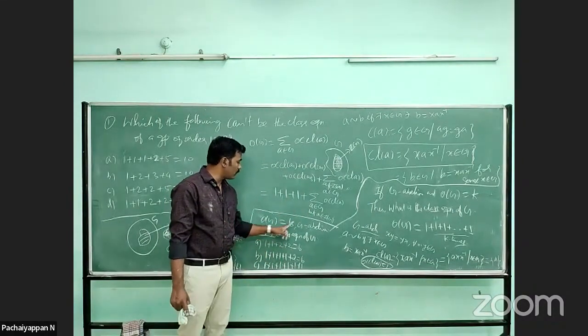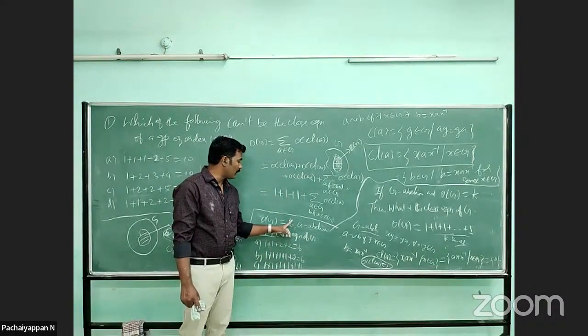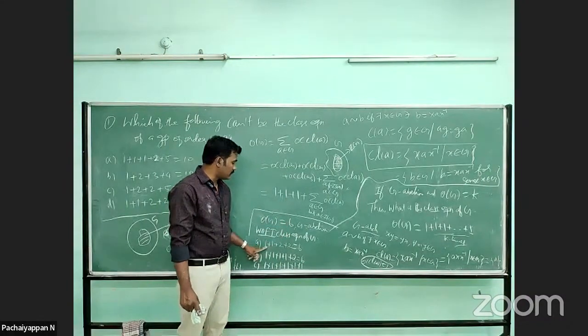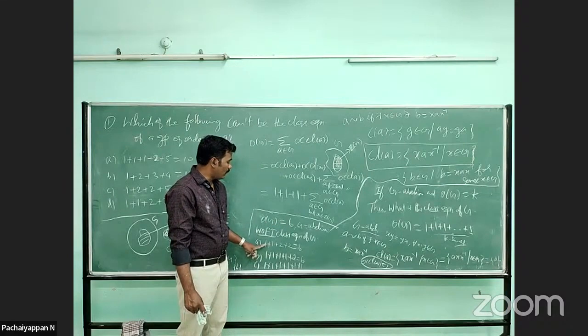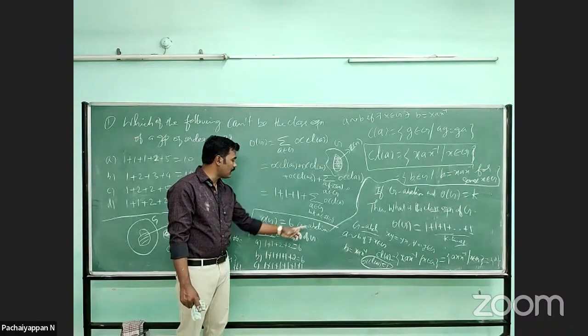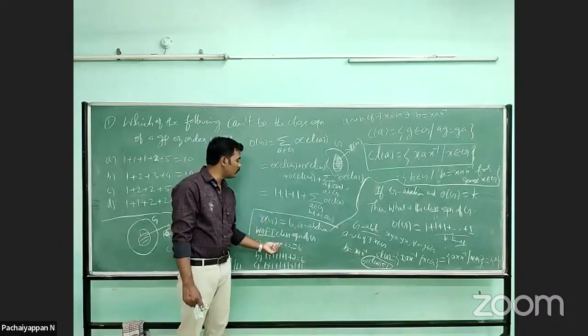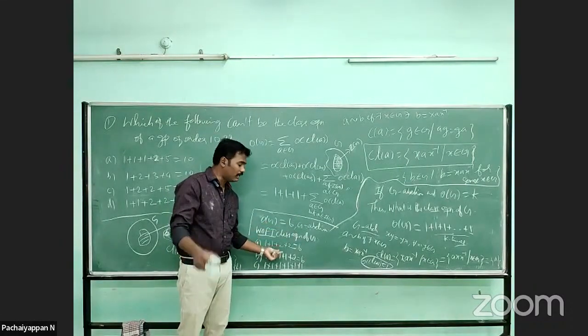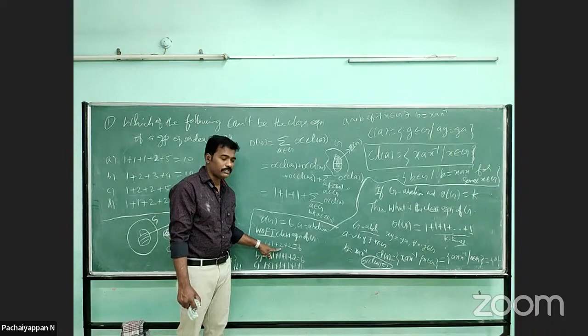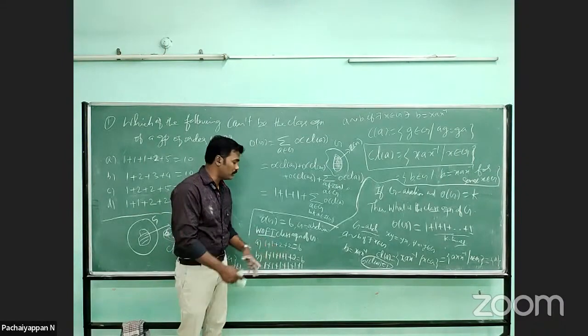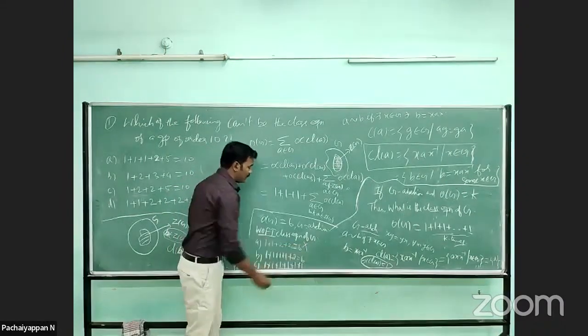So here the order of G is 6, so the number of elements in G is 6. So this is not a class equation. Why? This says that only two elements, but G is an abelian group. Each class in the class equation has cardinality one only. Here it will be 2, which is not possible. Here also 2, which is not possible. So therefore this is not a class equation.